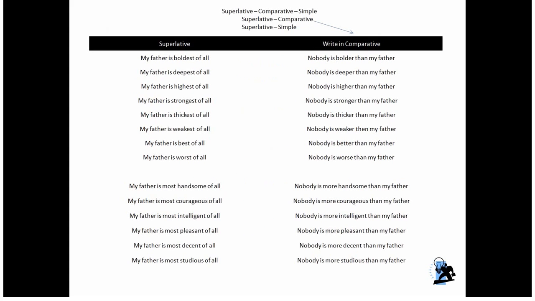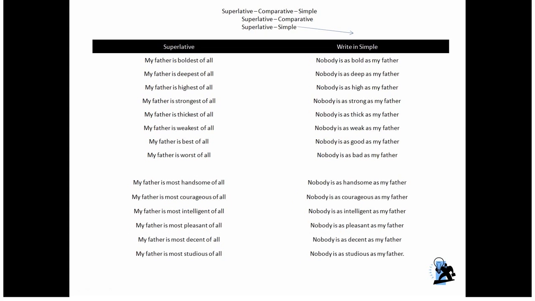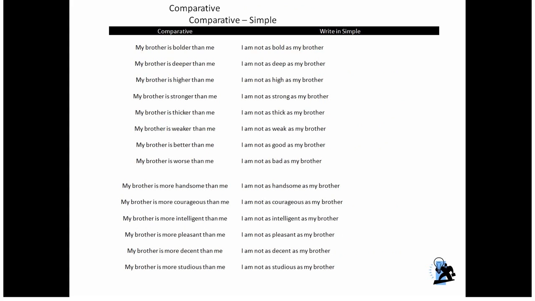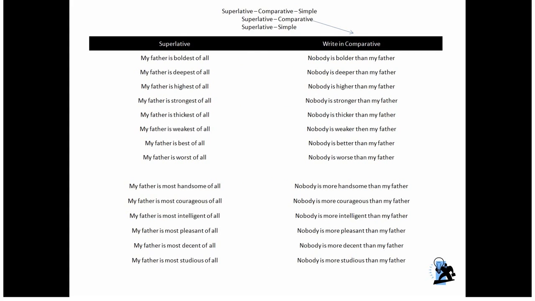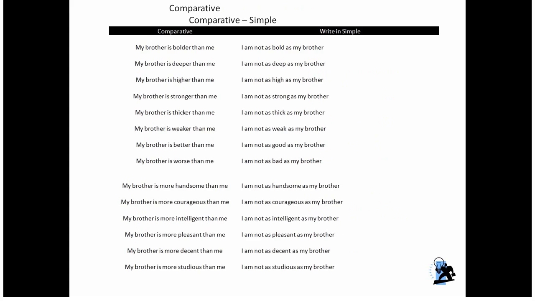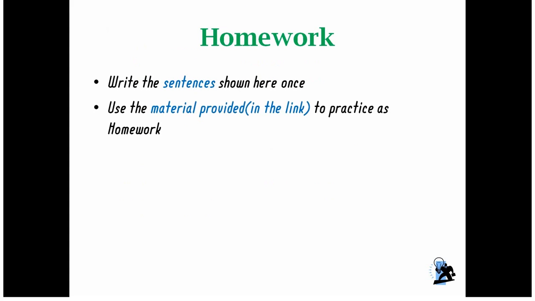Do you notice the sentences here? My father is boldest of all. Nobody is bolder than my father, or nobody is as bold as my father. My brother is bolder than me. I am not as bold as my brother. Do you observe the tone of the sentence, the meaning of the sentence, and also the degree used in the sentence? So, what's your homework?